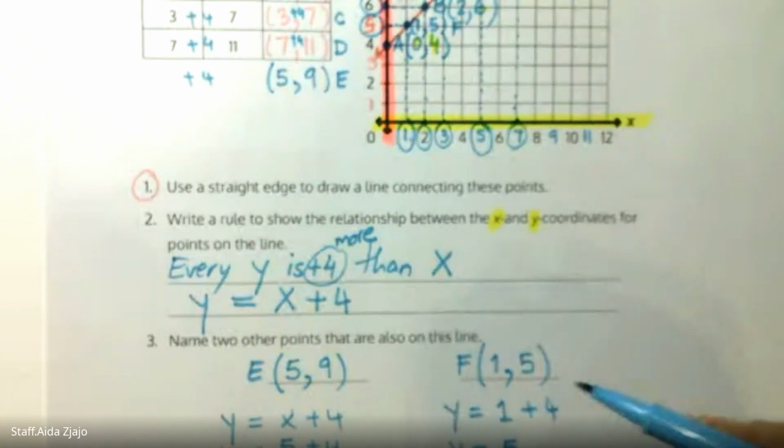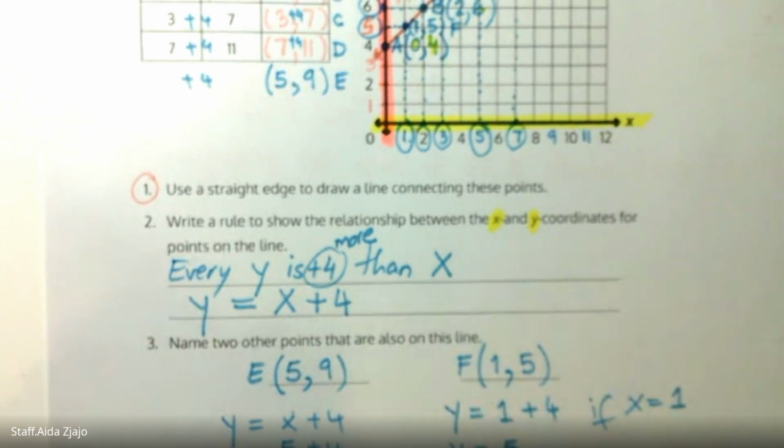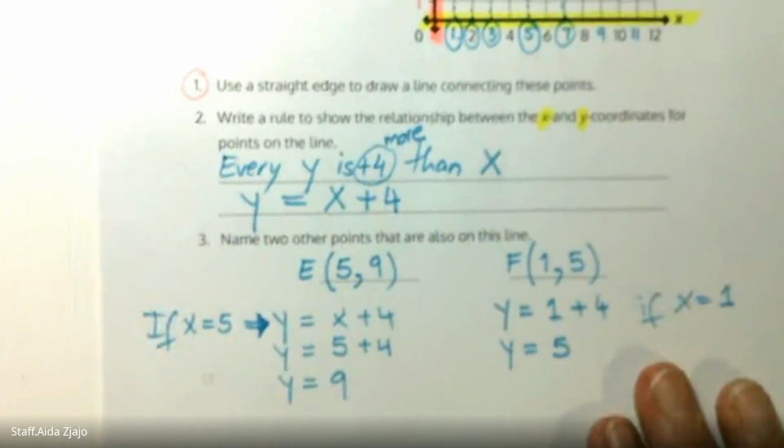So we can say if x is 1, and here if x is 5, then y goes.